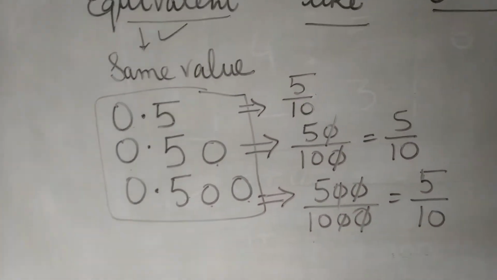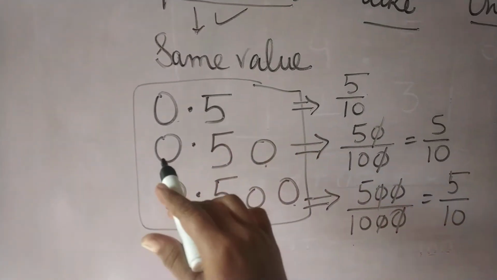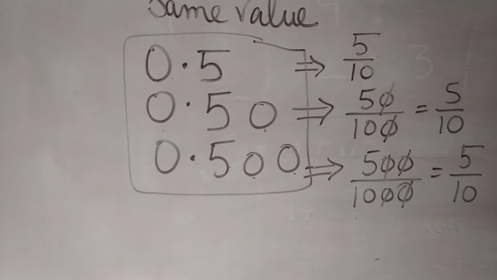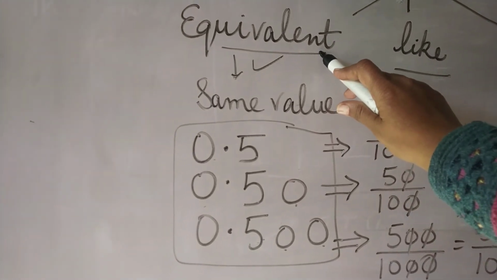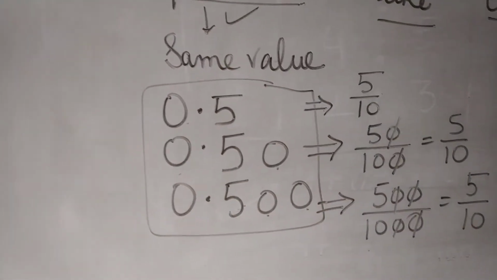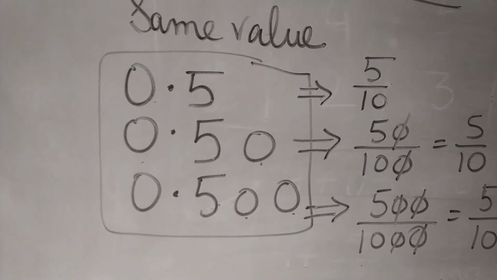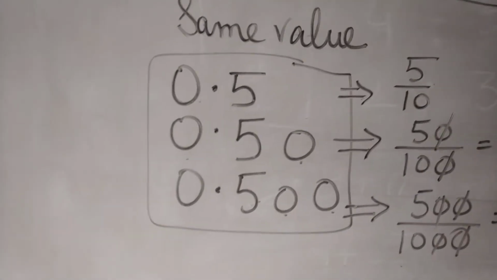That means in a series, when we are reading the numbers and we get all the same digits, then they have the equivalent value. So they are called equivalent decimals. Let's take one more example.